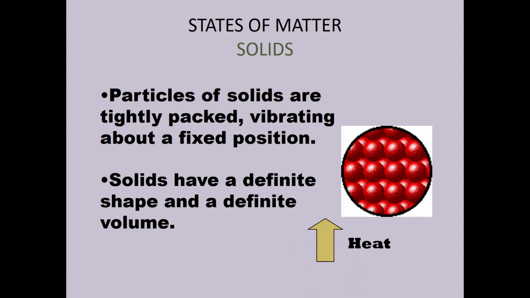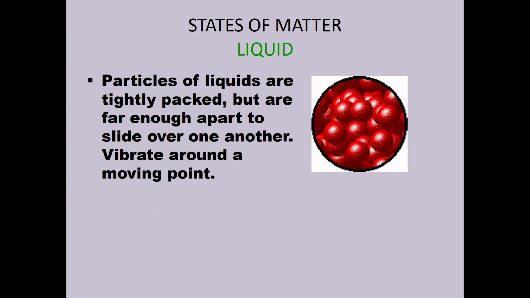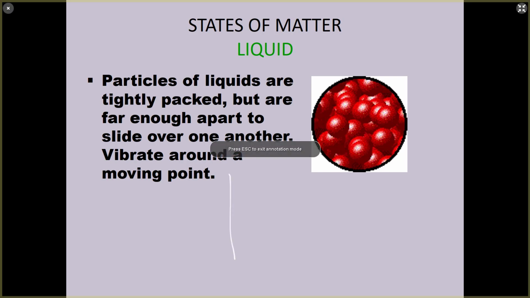Let's go and add some heat to our solid. So now the molecules are going to be vibrating faster and they're going to be colliding with their neighbors even more. And that kinetic energy will help them to break free of those intermolecular forces, at least just a little bit. They're still there, but now the molecules or the atoms are slipping and sliding past each other, and we have what's called a liquid. So in a liquid, we describe its motion as it's vibrating around a moving point.